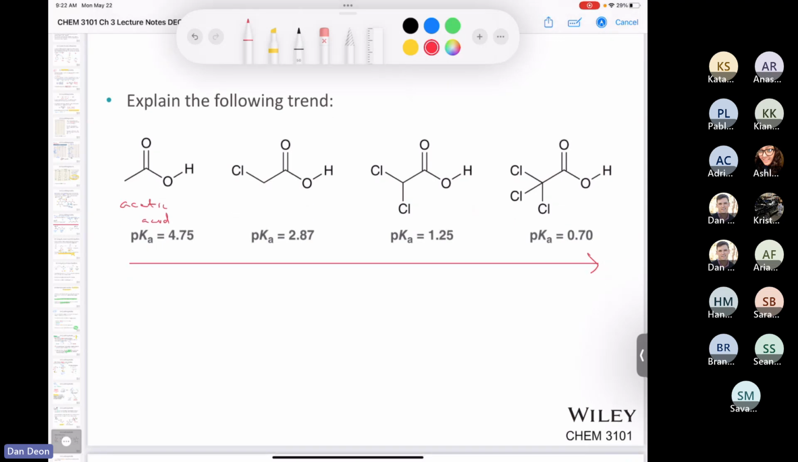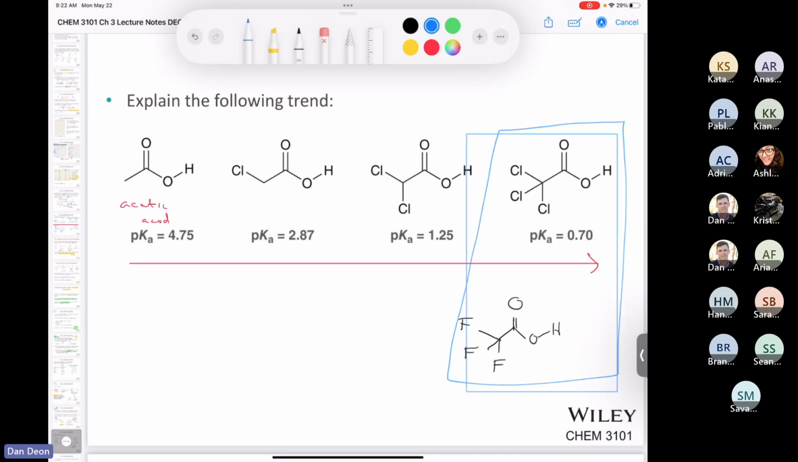I'm going to ask you a question here. What if I was to draw this carboxylic acid, and what if I had, instead of 3 chlorines, 3 fluorines? 1, 2, 3 fluorines. If you were to compare these 2 carboxylic acids, could anybody guess which one of these would be more acidic? Would it be the trichloroacetic acid or the trifluoroacetic acid? The one on the top or the one on the bottom? Which one would be more acidic?